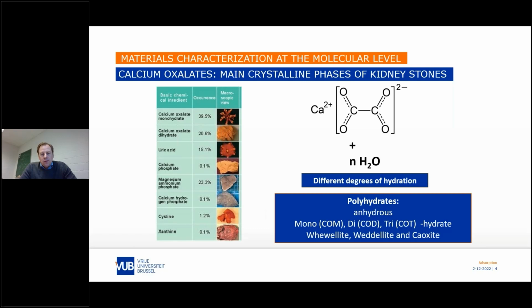I also show there a picture with some stones, where you can see the shape, the morphology of the different artifacts, or the samples that were taken from the patients. You see that the shapes and also the aspect are quite different. There is a high variety of different properties for these minerals that are grown in the biological environment.